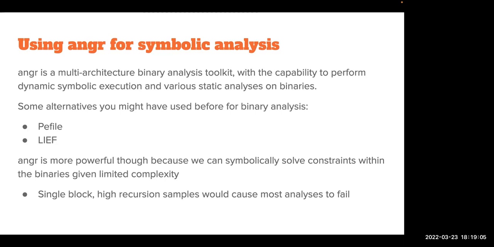So then you're probably wondering, how do you actually do symbolic analysis? Reading about it is fine, but what tools would you need to actually do it? The one I'm most familiar with is Angr. Angr is a Python library, a multi-architecture binary analysis toolkit with the capability to perform dynamic symbolic execution and various static analyses on binaries. So Angr is actually multiple parts.